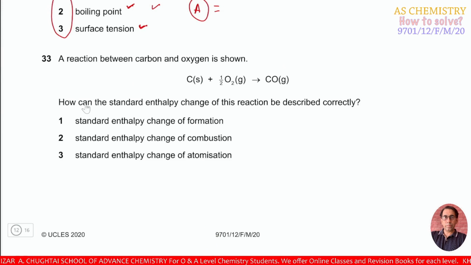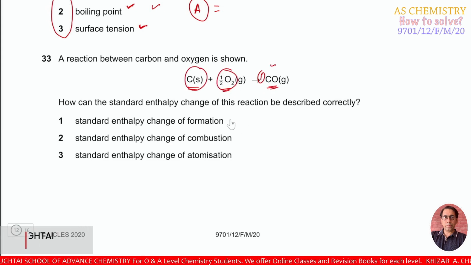Number 1, how can the standard enthalpy change for this reaction be described correctly? Standard enthalpy change of formation, yes, it is true, because 1 mole of carbon is going to react, and you can see it over here. 1 mole of carbon is going to react with oxygen to make 1 mole of CO. Yes, it is the enthalpy change of formation. Both elements are going to react to make 1 mole of a compound. So it is the correct one.